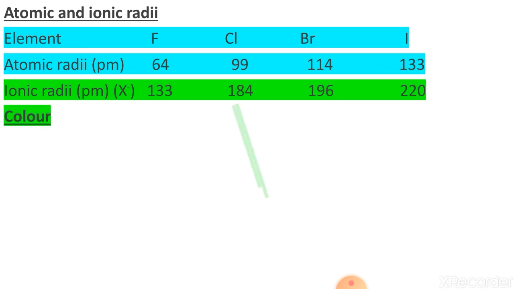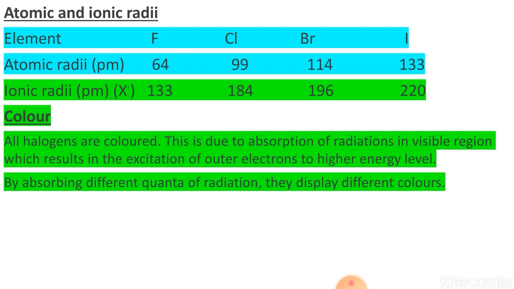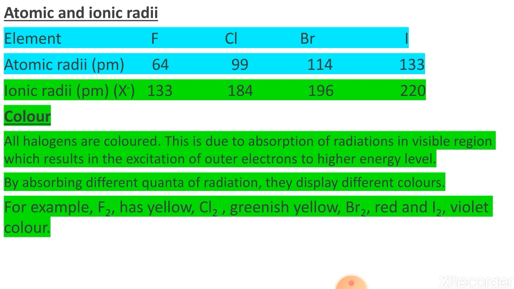Now dear students, next about the colors. All halogens are colored. This is due to absorption of radiation in the visible region, which results in the excitation of outer electrons to a higher energy level. So that's why they show color. By absorbing different quanta of radiation, they display different colors. Here examples are given: fluorine has a light yellow color, chlorine is greenish yellow, bromine is reddish, and iodine is violet in color. Some more things you have to note down about the color.